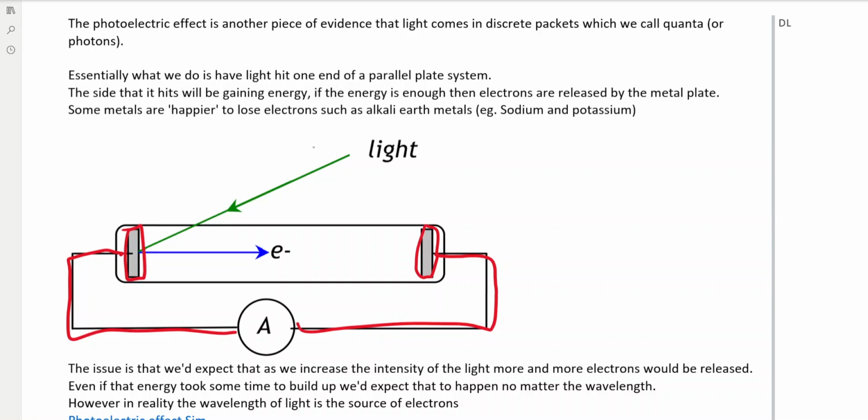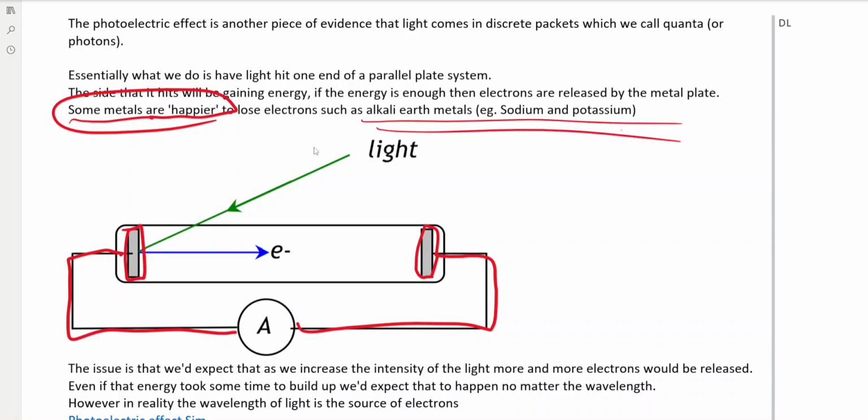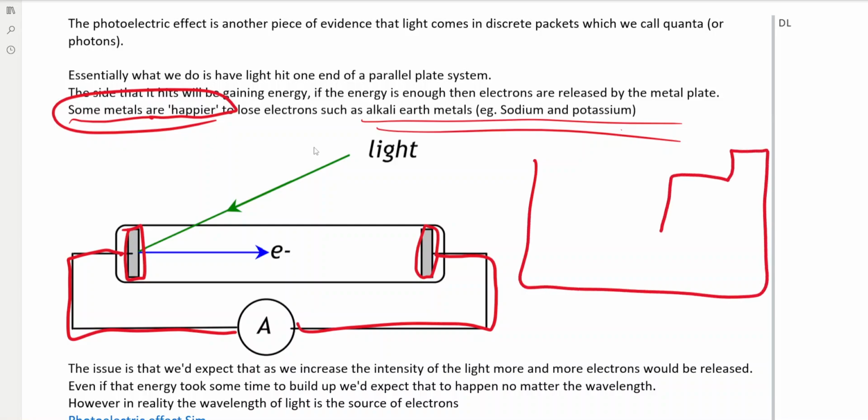So it depends on the type of metal. Some metals are happier, quote unquote, to lose electrons, such as alkali earth metals like sodium and potassium. That's more of a chemistry type topic, but you can take a look at the periodic table of elements to see which ones are happier to give up electrons. Essentially, the periodic table looks like this, roughly, and all of these ones in this column are pretty happy to give up electrons. And actually, the further down they go, the happier they are to give up electrons.